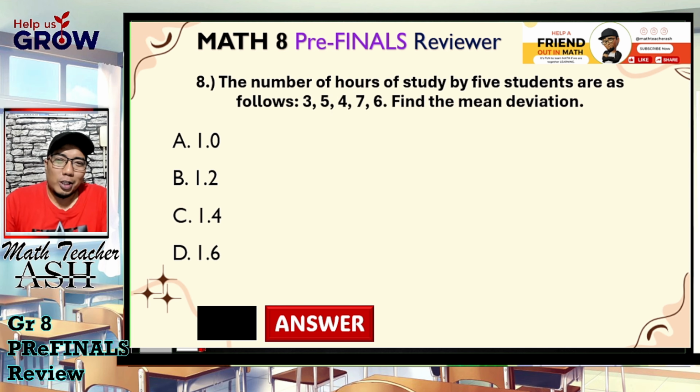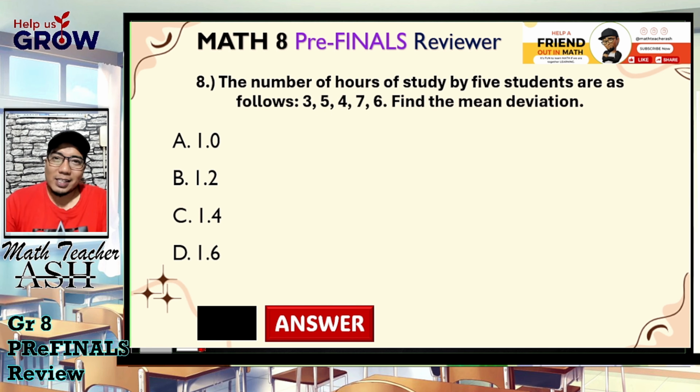Okay, my dear math learners. For this question, we are asked to find the mean deviation. First, what we need to do is to get the mean. So we add 3, 5, 4, 7, and 6, and then divide this by 5. When we add those, the answer would be 25, and 25 divided by 5, the answer is 5. So that will be our mean.